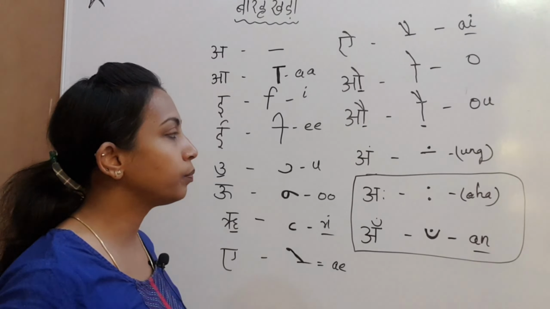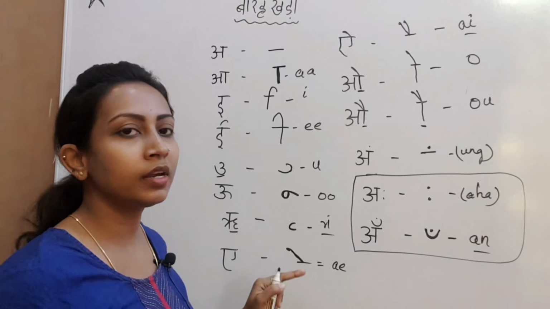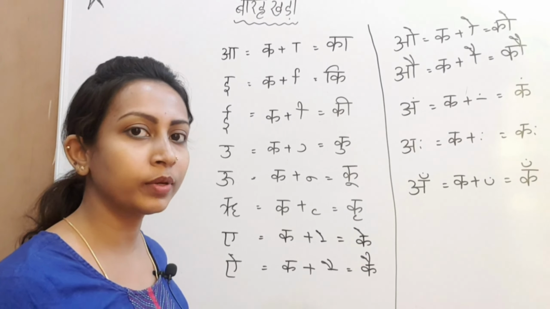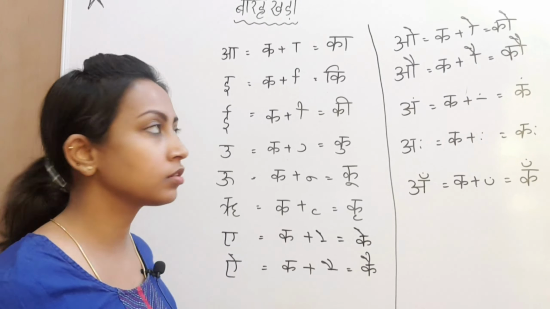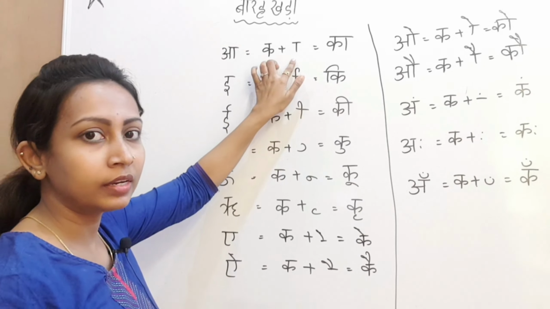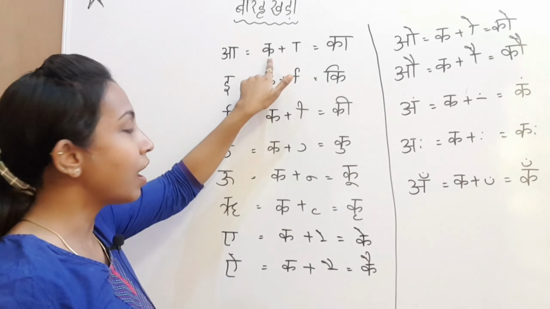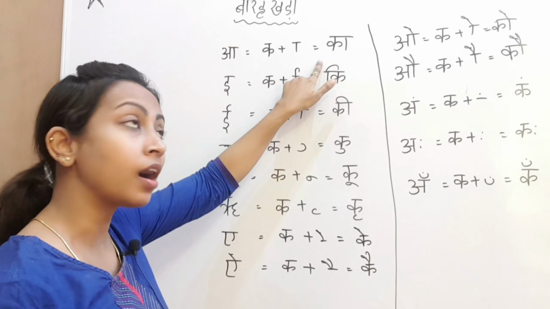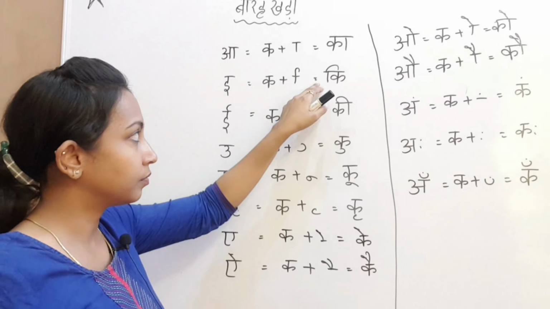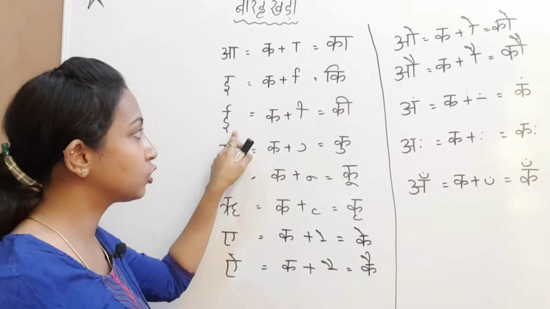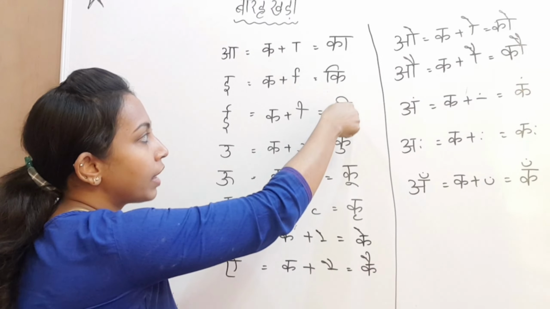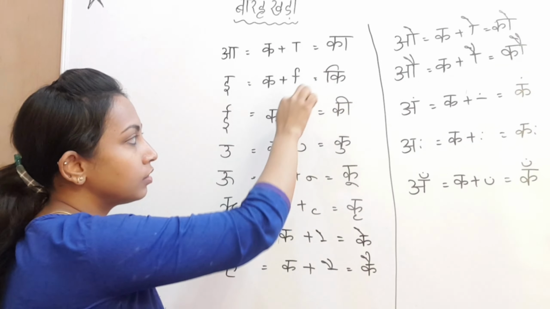Okay, so let's see how we pronounce these symbols when they stand with consonants. Let's see when each symbol joins with consonants, how we pronounce them. The symbol is called matra in Hindi. When the aa symbol joins with ka, we get kaa. When the i symbol joins with ka, we get ki. When the ee symbol joins with ka, we get kee. So the ee should be on the right side and the i should be on the left side.